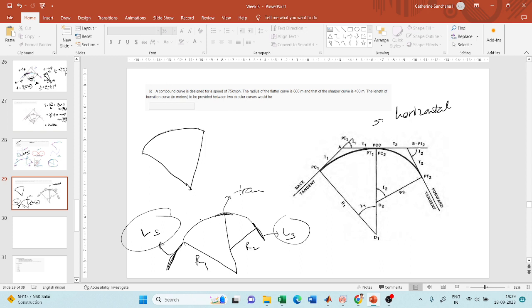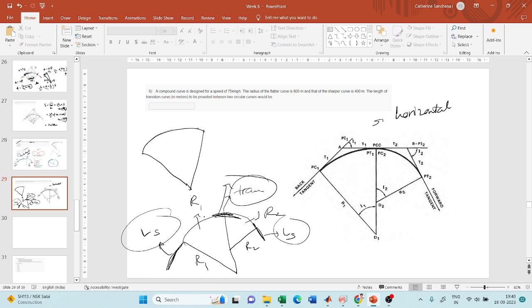Now even in this compound curve, in this portion it has a radius of r1, in this portion it has a radius of r2. What you have to do, you cannot simply change the radius from r1 to r2, right? So you have to provide a gradual transition, and that transition will be provided by this transition curve.